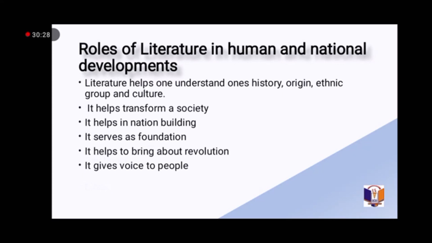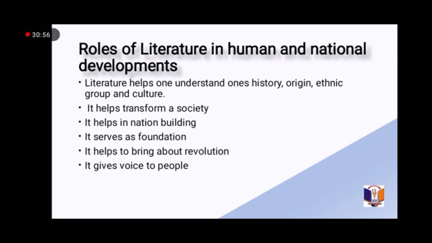Then we have the roles of literature in human and national development. For the first time, we have learned what literature is and the types of literature, what development is and the types of development. Let us look at the roles of literature in human and national development. Literature, one, helps one understand one's history, origin, ethnic group, and culture. It will help you to understand your own nation.